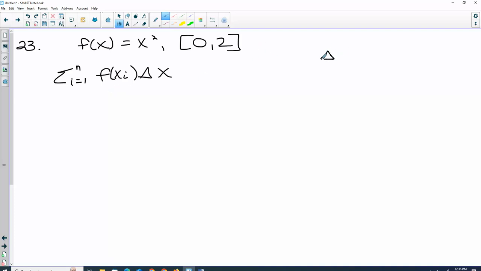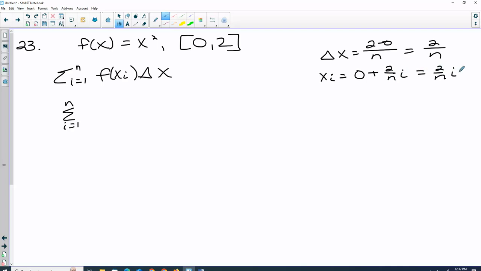So first we need our change in x. How do we find that? Just 2 minus 0 over n. The sum from 1 to n of f of x sub i. So our starting point is 0. And then you add your change in x every time. So it's just 2i over n. So f of that means you replace your x with the 2i over n, times the change in x, which is 2 over n.